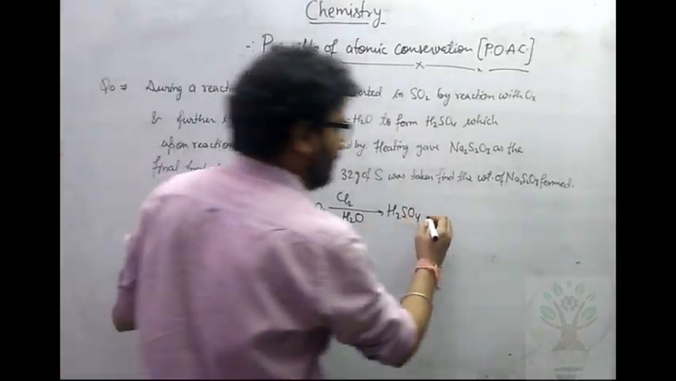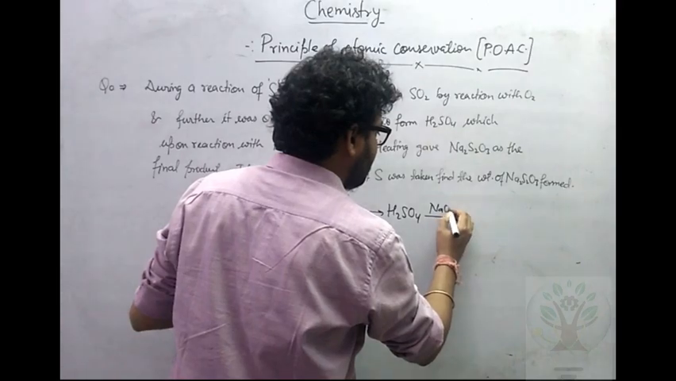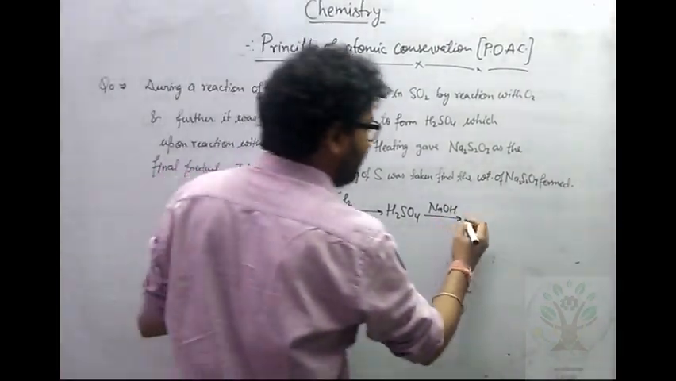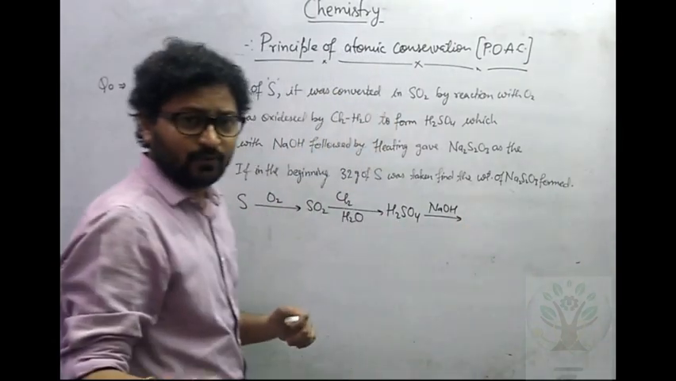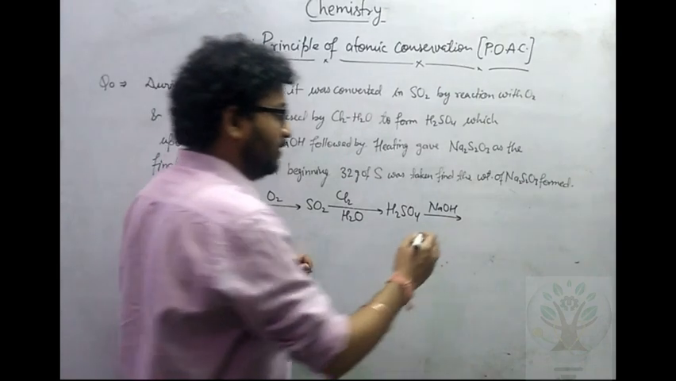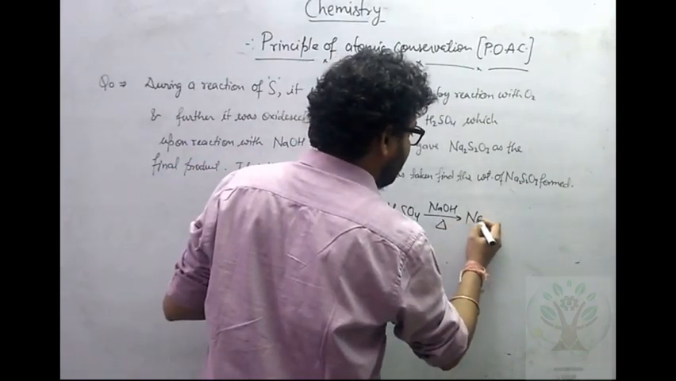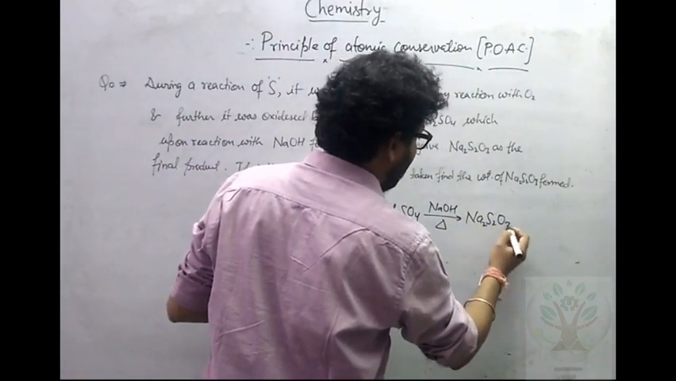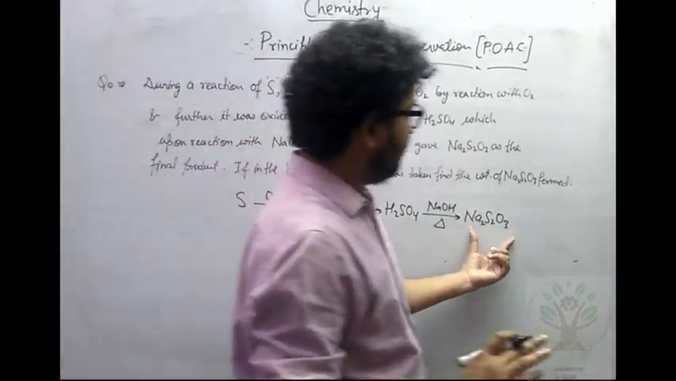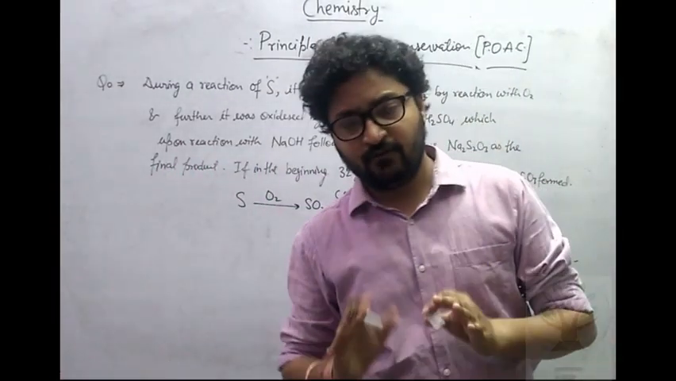Now upon reaction with NaOH, I hope you know, if you treat it with NaOH, you will get Na2SO4. But they are saying we are not stopping at Na2SO4, we are further heating it. So upon heating, somehow you are getting Na2S2O3. I don't know how you are getting this, but you are getting this. So they are saying, tell me the weight of Na2S2O3 formed.